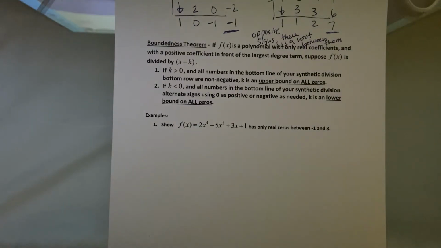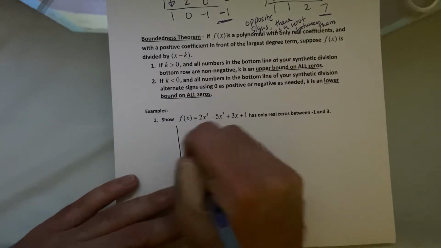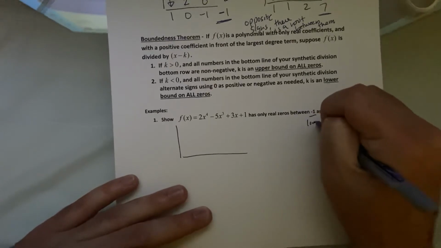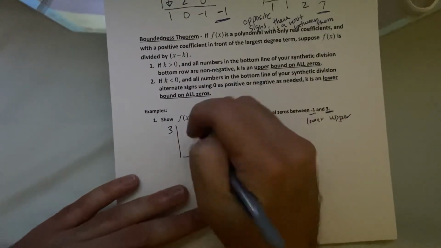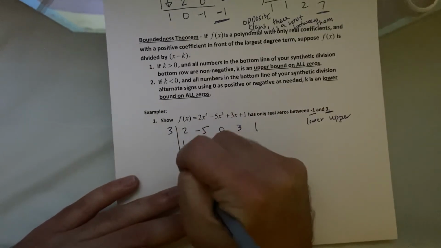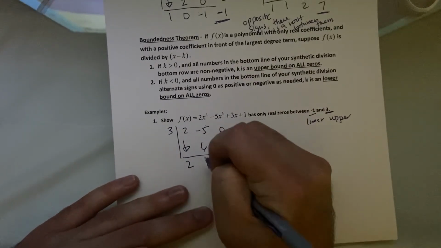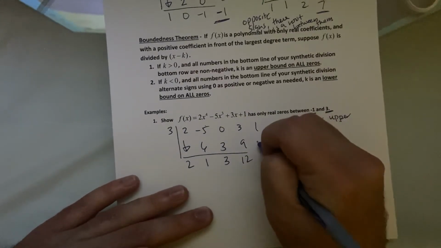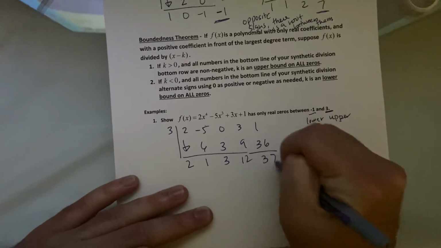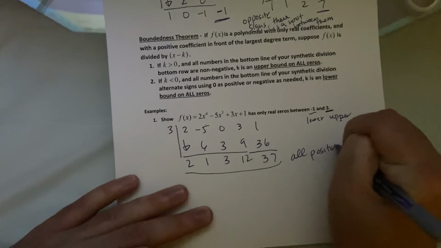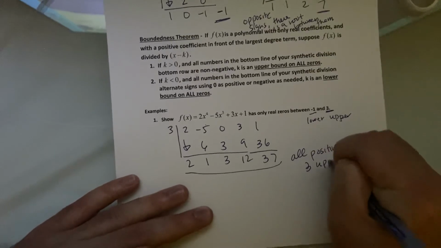So it says show all roots are between negative 1 and 3. We need to show 3 is an upper bound. So negative 1 is the lower bound. Let's put the 3 on the outside. 2, negative 5, 0, 3, 1, 2. 2 times 3 is 6, 1, 3, 3, 9, 12, 36, 37. So what they're saying here is these numbers are all positive, which means 3 is the upper bound.